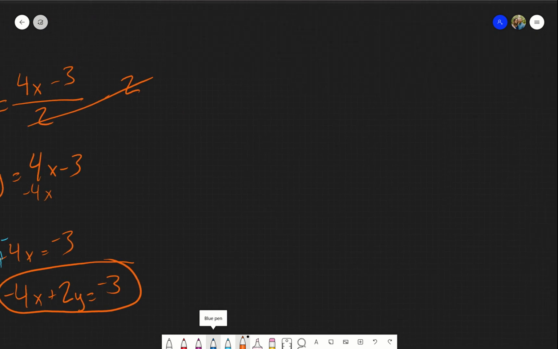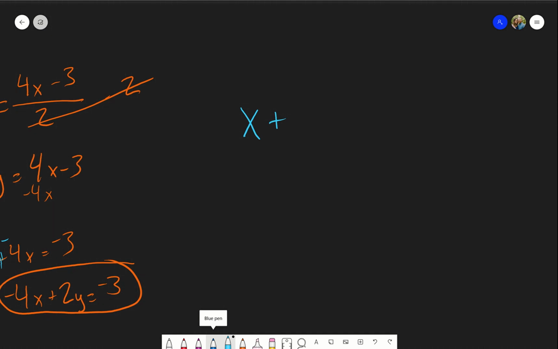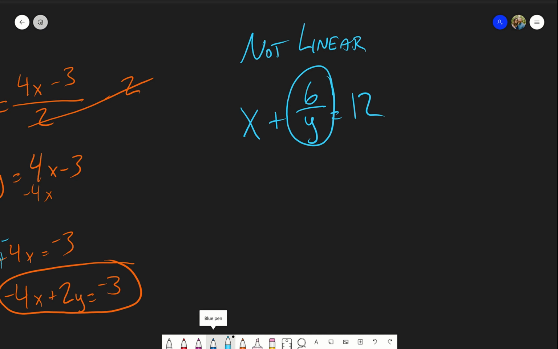What if I had something like x plus 6 over y equals 12? Is this in ax plus by equals c? No, this is not linear. This right here is not linear. I can't have division by a variable in my ax plus by. That does not work. It changes how my whole problem will go. Not going to fly.